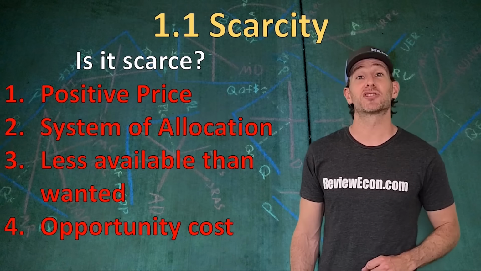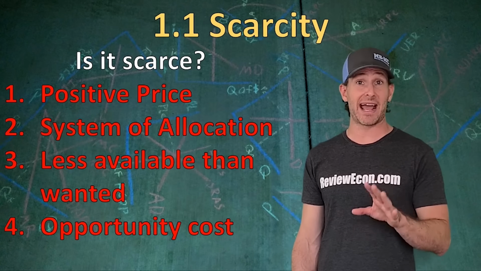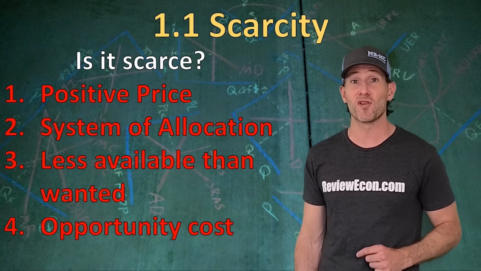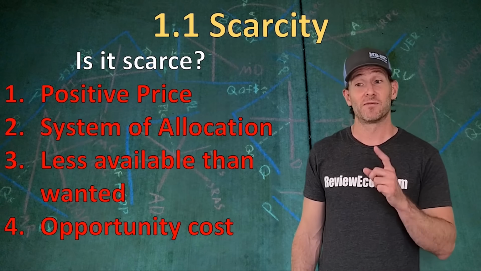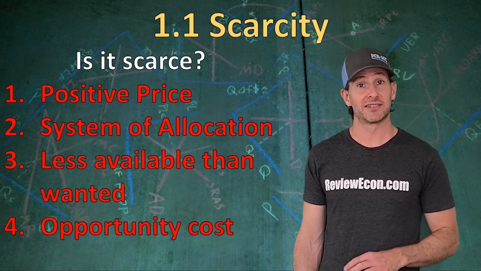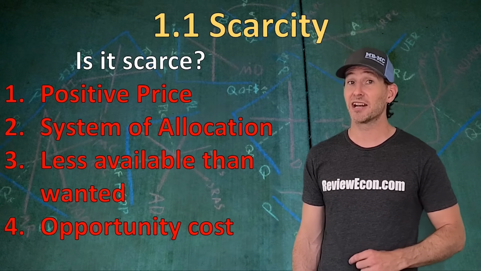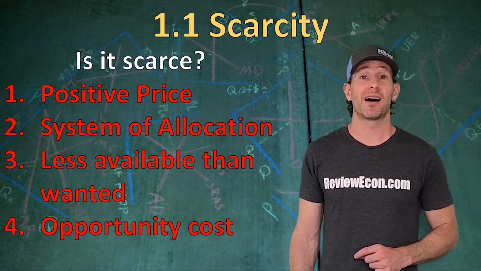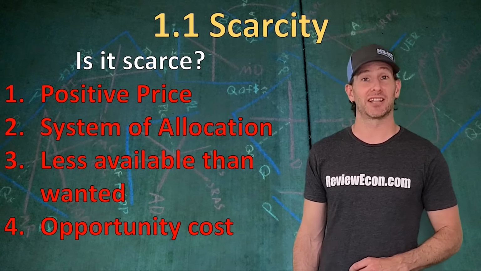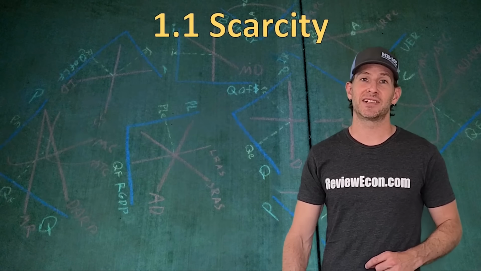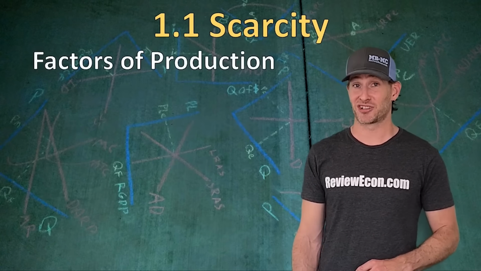Now, we're not talking about shortage here. Shortage means that we ran out at a particular price. You'll learn more about shortages when you get to Unit 2. Here, we are also not talking about needs. We're talking about wants. Wants are unlimited and resources are limited. And the reason we have scarcity is because factors of production are limited.